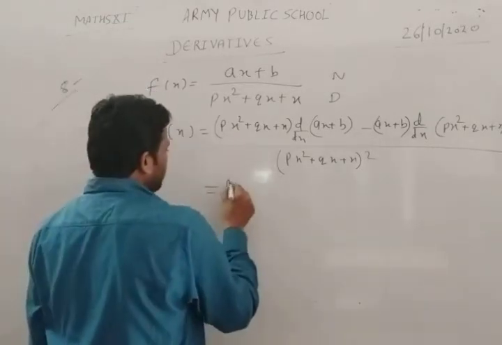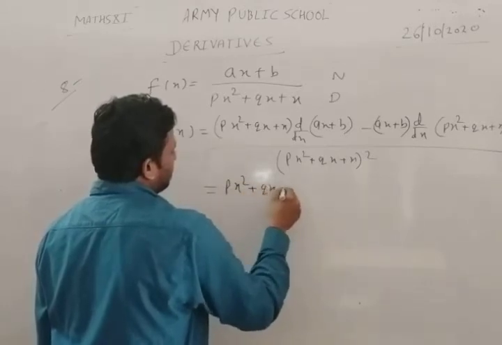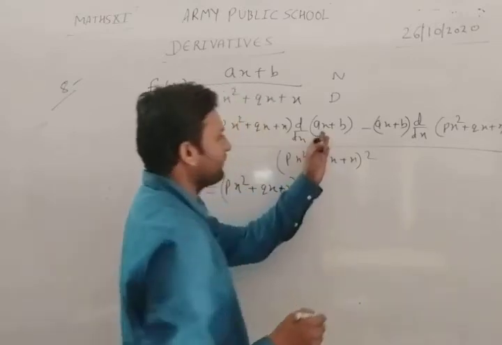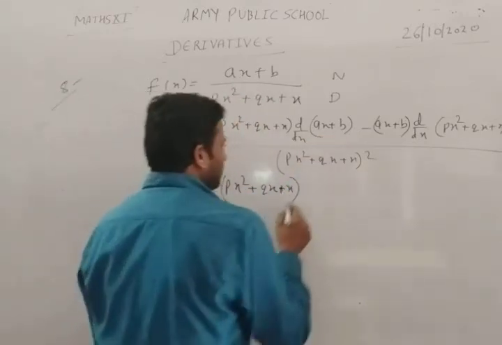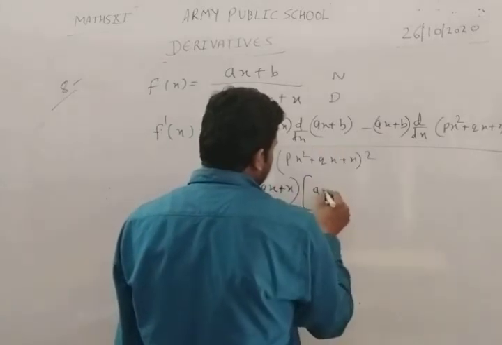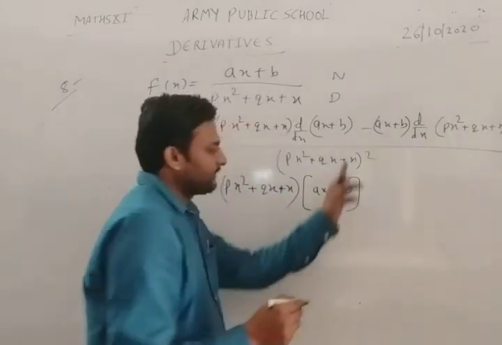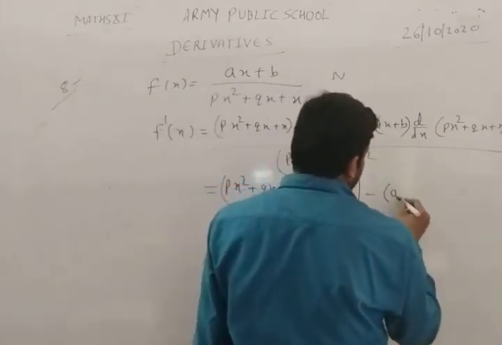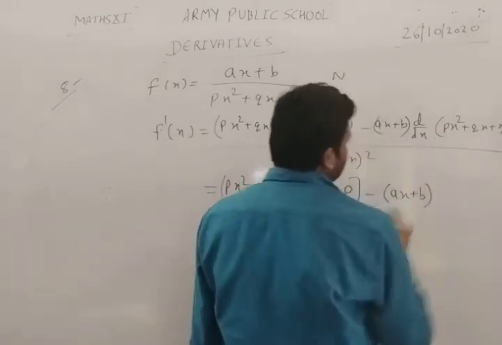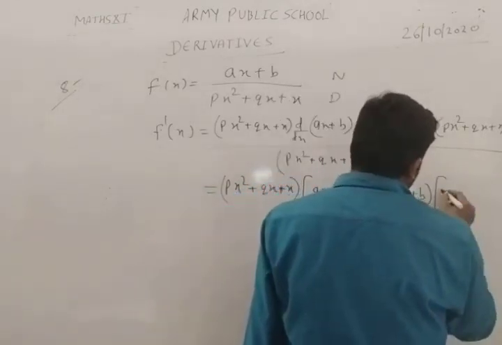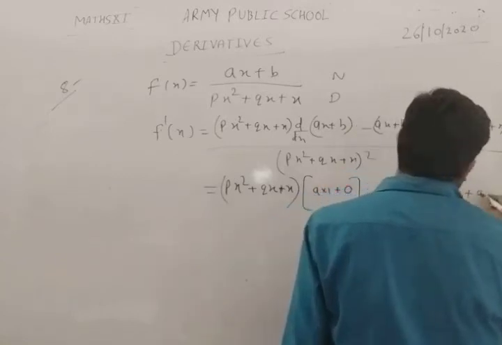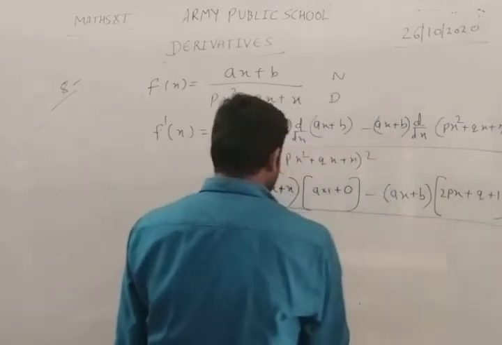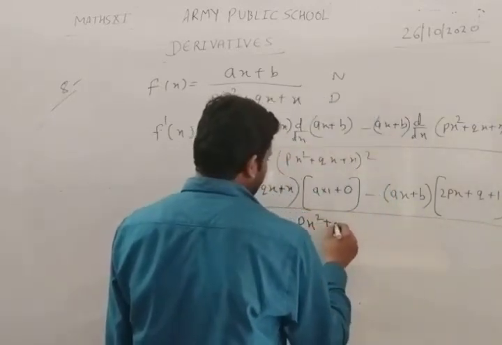our function is px square plus qx plus x, and the differentiation of ax plus b will be what? Differentiation of ax plus b will be a into 1 plus constant. Differentiation of a constant term is 0, so we write 0 here. Now ax plus b, differentiation of px square is 2px and q and plus 1, and this is divided by px square plus qx plus x whole square.